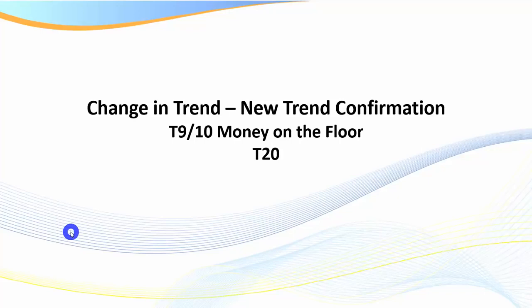Now for change in trend or new trend confirmation, we've got the T9 and the T10. Now you'll see the differences, and look, very quickly, the only difference really between the T9 and the T10 is with the T9, it's where we have the super scalper plot to confirm the new trend. But the money on the floor has been around for many years. It's a great strategy. Okay, so it's a change in trend along with the T20.